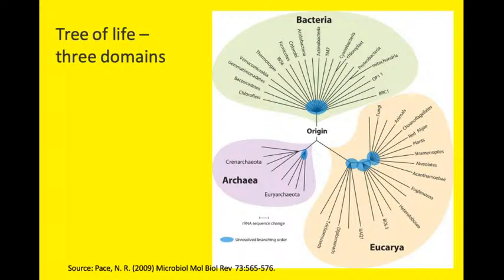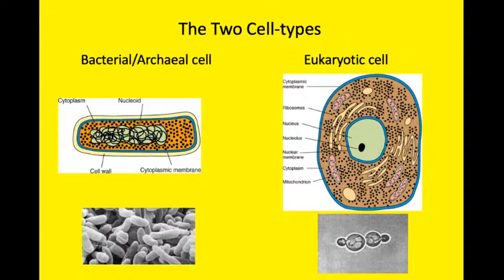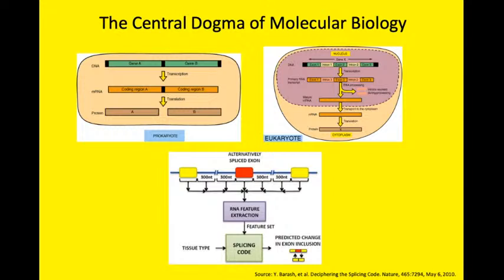So this is the tree of life. We can see archaea, eukarya, and bacteria showing various subcategories. So all these are coming into that part. Then there are two types of cells, as we all know, eukaryotic and prokaryotic. Prokaryotes include bacteria, and eukaryotes are normal human and plant cells.